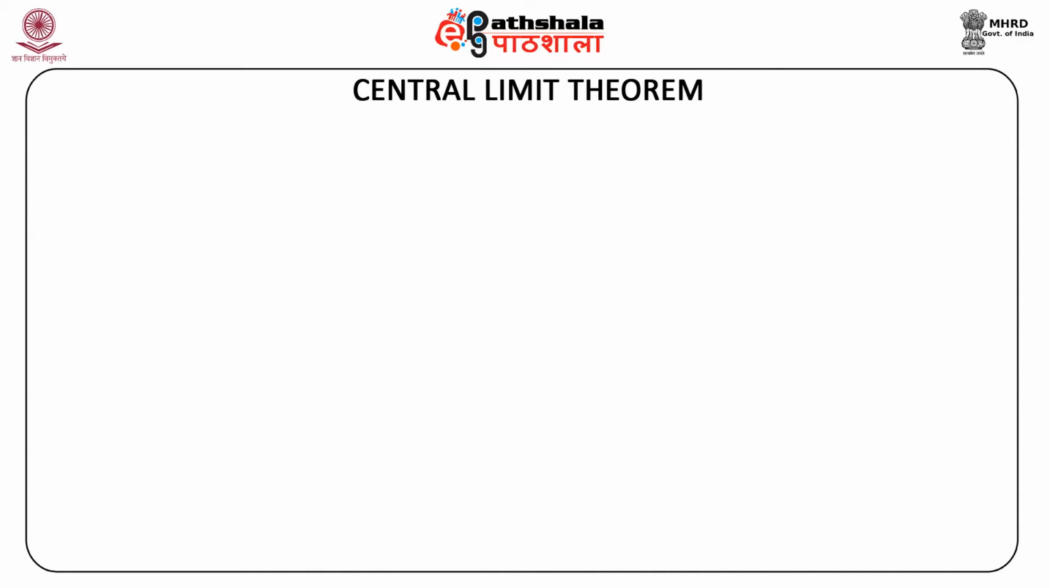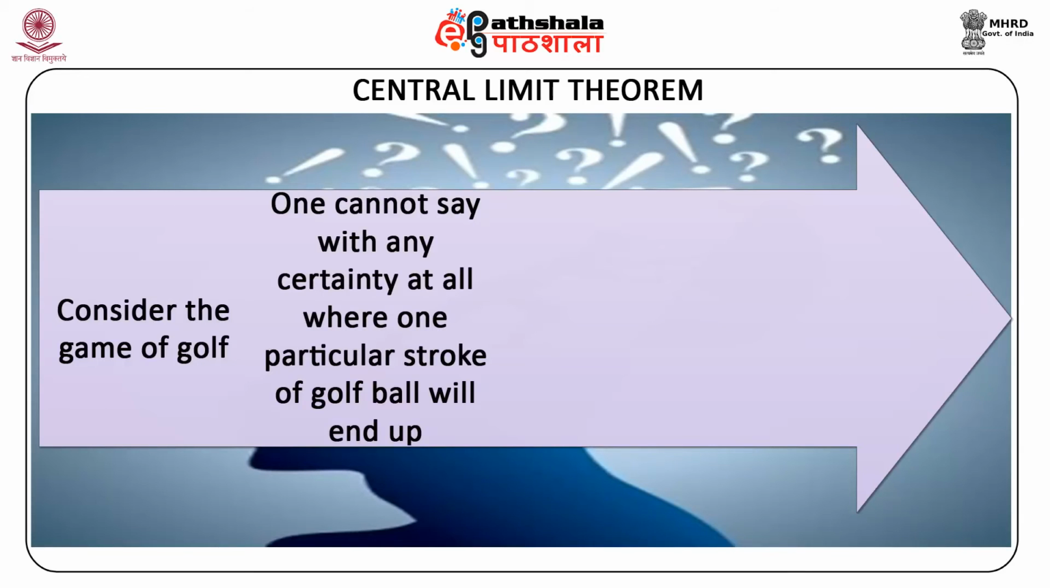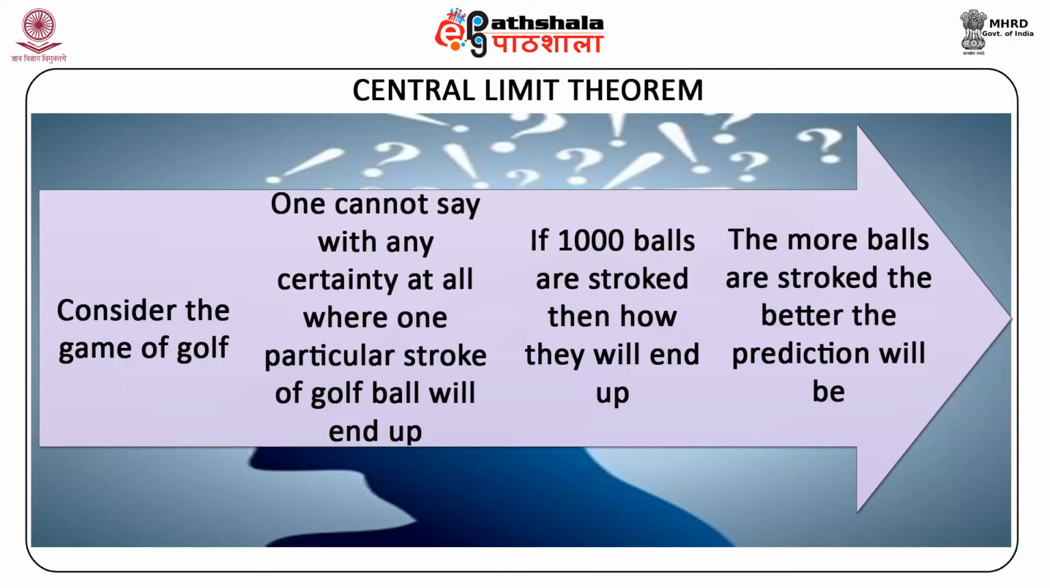The illustration. Bernoulli may have thought that this concept of large numbers is self-evident, but it nevertheless is striking. For illustration, consider the game of golf. One cannot say with any certainty at all where one particular stroke of a golf ball will end up. Still, one can say with very high accuracy how 1000 balls will end up if they are stroked. Better yet, the more balls are stroked, the better the prediction will be. The law of large numbers is a powerful tool for taming randomness.